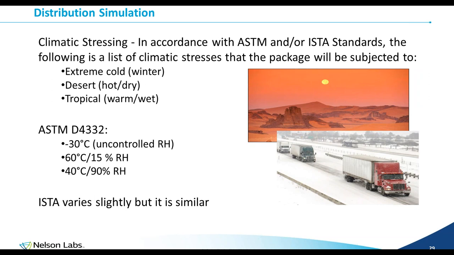Prior to distribution testing, we typically do climatic stressing, or subjecting the packages to weather hazards. We do an extremely cold test, which is a winter climate, a desert climate, and a tropical climate. ASTM D4332 is one of these standards, and as an example, here are the temperatures. For winter, the temperature is minus 30 degrees Celsius. For desert, it's 60 degrees C, 15% relative humidity. And tropical is 40 degrees C, 90% relative humidity. The ISTA varies slightly, but is very similar. Typically, a conditioning test lasts 72 hours, so we would do 24 hours at each leg, and you're required to do 72 hours. Out of all these conditions, when you're shipping materials that have corrugated fiberboard or any paper-based product, the tropical climate humidity is the worst case for packaging, and it's typically done at the end.